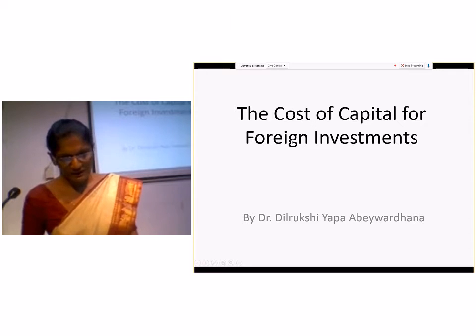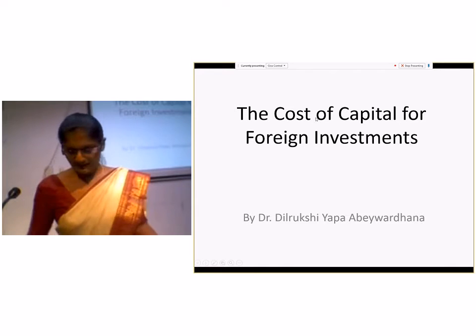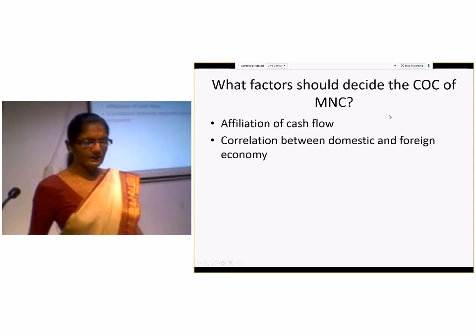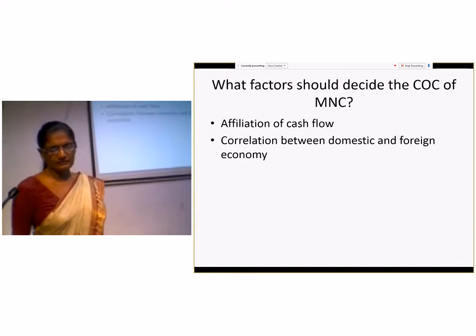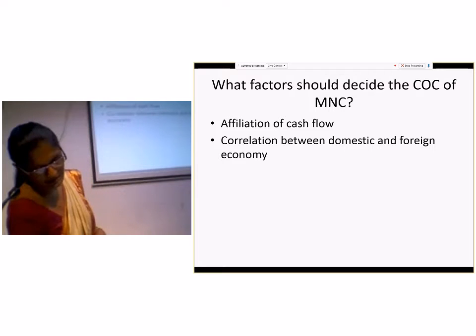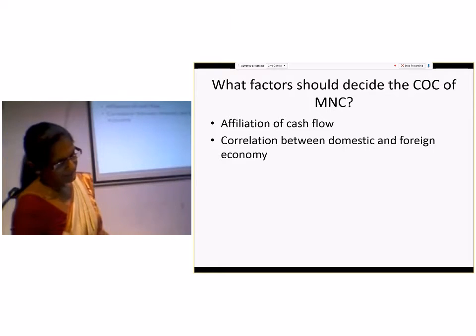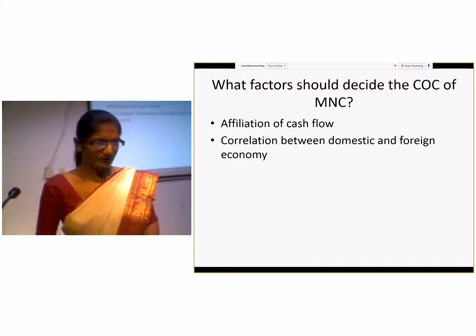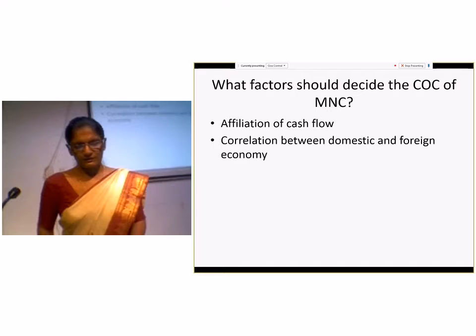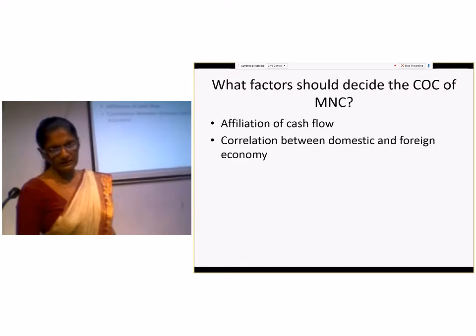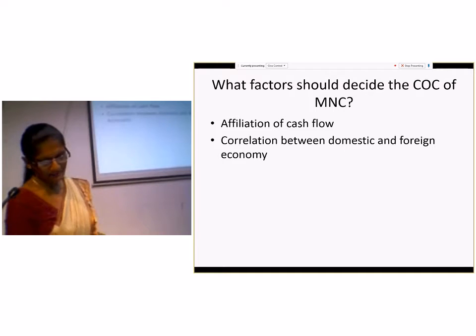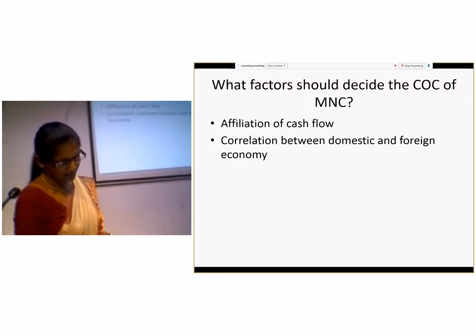So let's see what the solutions are, how to calculate the cost of capital of multinational companies. When it comes to the cost of capital of multinational companies, like for domestic projects, we have to have the cash flow. We should know the cash flow of the project. Based on the particular cash flow's risk, we decide the particular cost of capital. Risk affects the cost of capital.